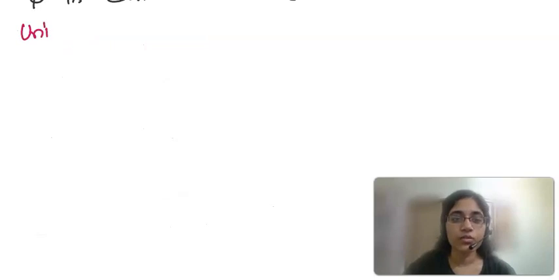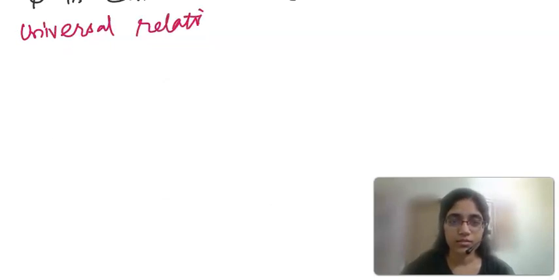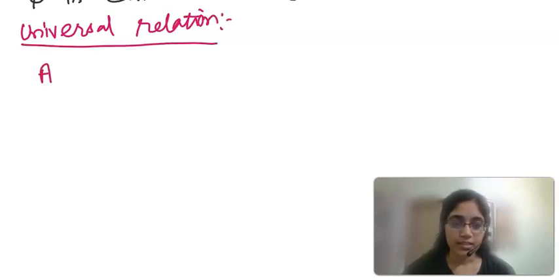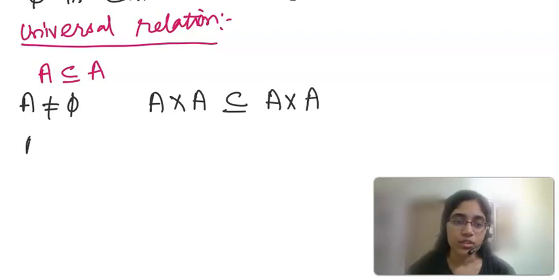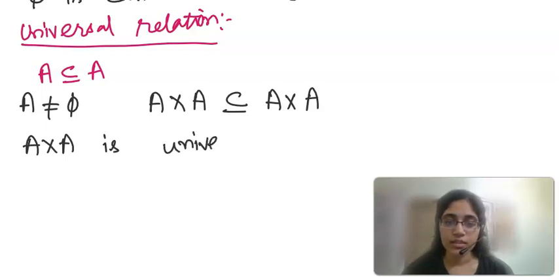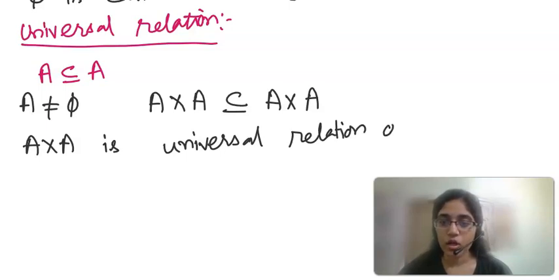Then we have the universal relation. We know that if A is a set, then A is always a subset of the set A. So, if A is a non-null set, then A cross A is always a subset of A cross A. So, we say A cross A is the universal relation on A.